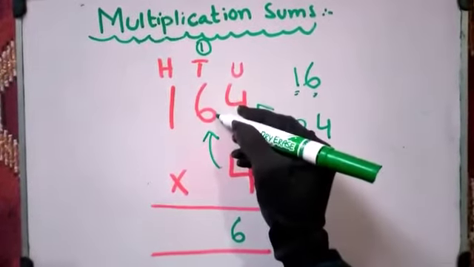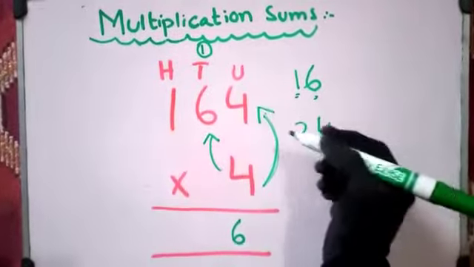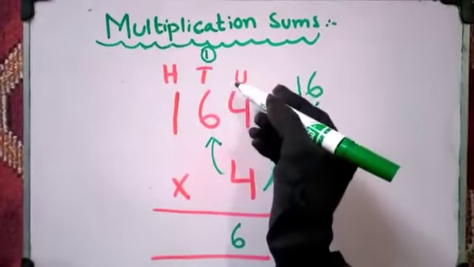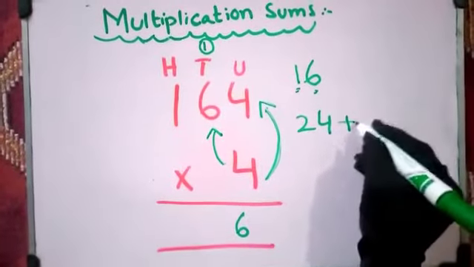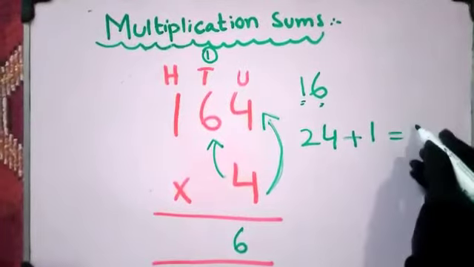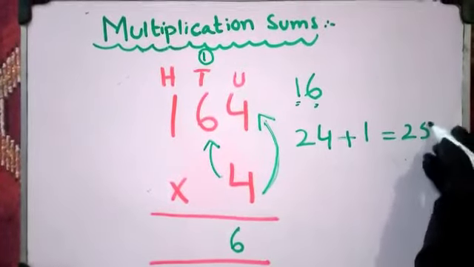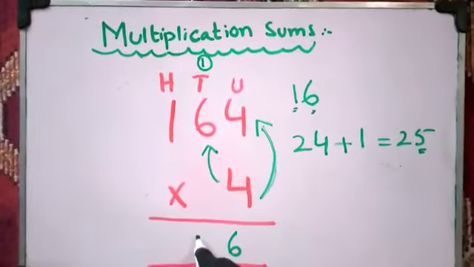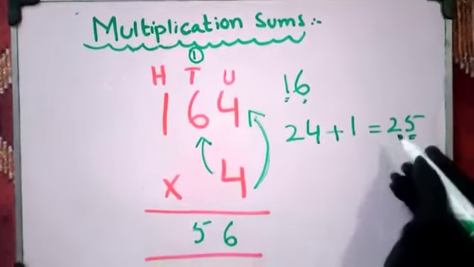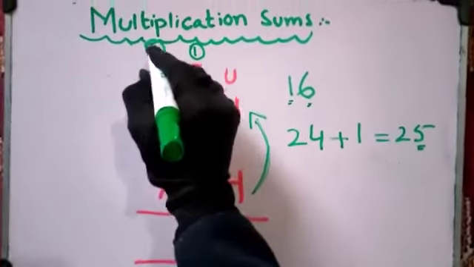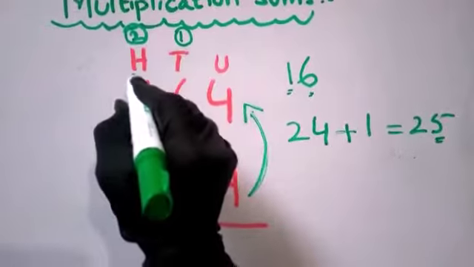4 sixes are 24 and we add 1 which is carried to the unit column. 24 plus 1 is equal to 25. So we write 5 in tens column and 2 is carried to the next column, which is 100.